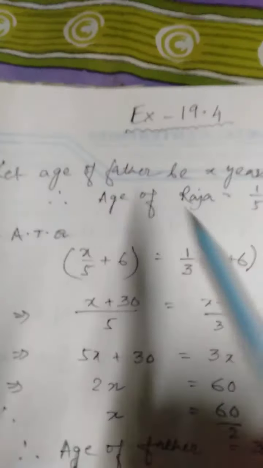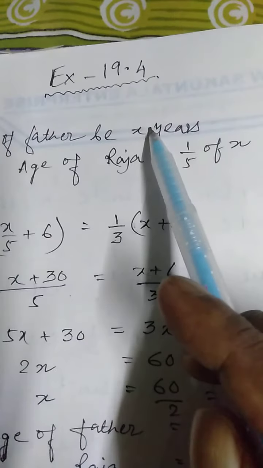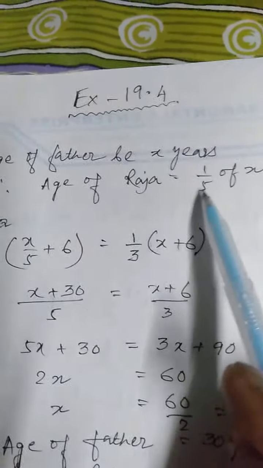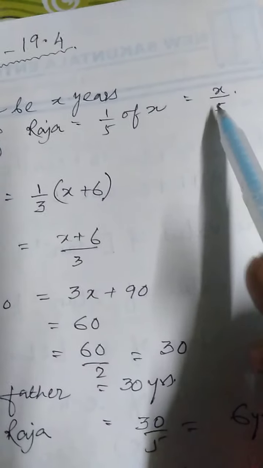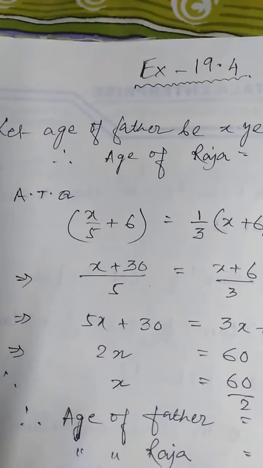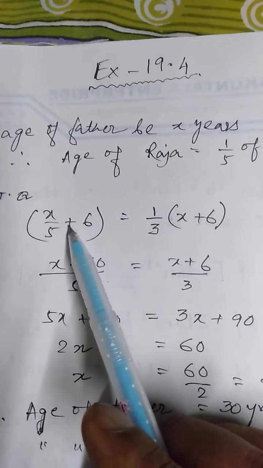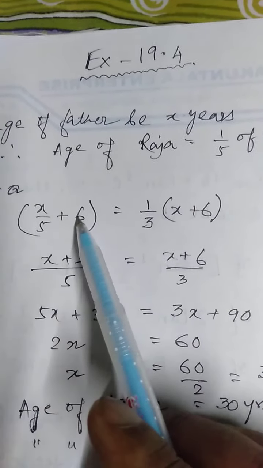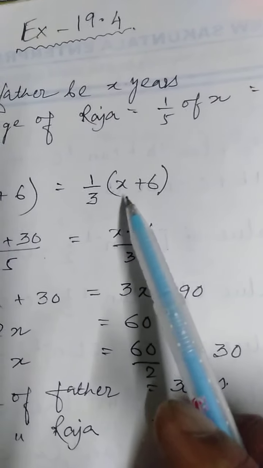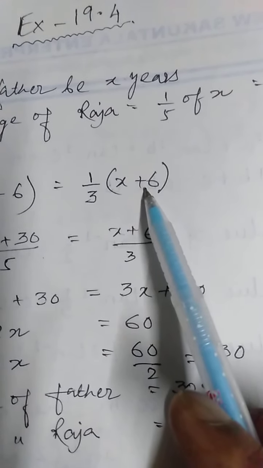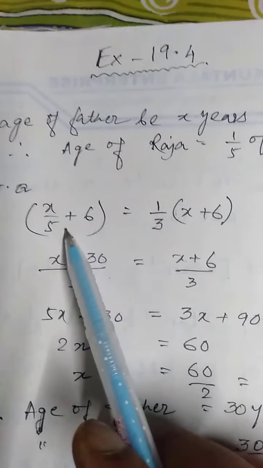Okay. Let the age of father be x years. So the age of Raja is 1/5 of x, that is x by 5. According to the question, what will be the age of Raja after 6 years? x by 5 plus 6. What will be the age of father after 6 years? x plus 6.